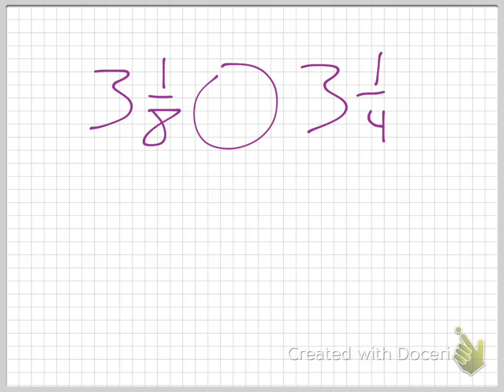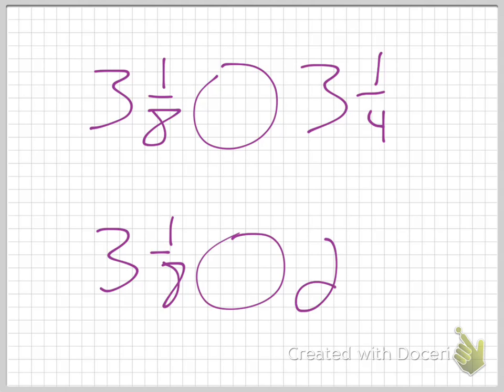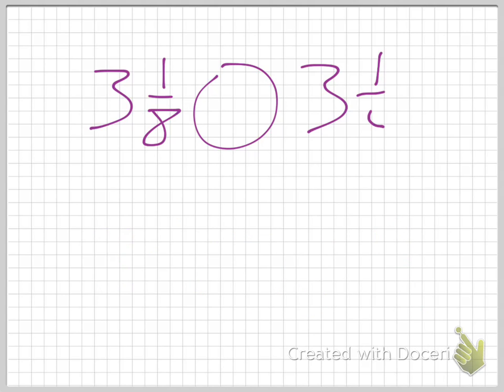What if one of these was like 3 1/8 and 2 15/16? Which one's bigger? 3 1/8, because 3 is bigger than the 2, right? That's obvious. So forget that. These are both 3s, so we're not dealing with that. We're dealing with 1/8 and 1/4.